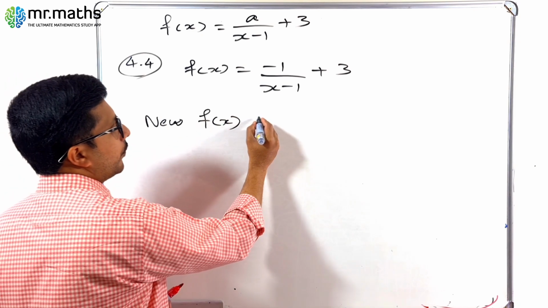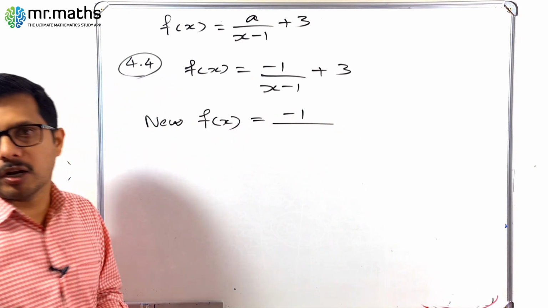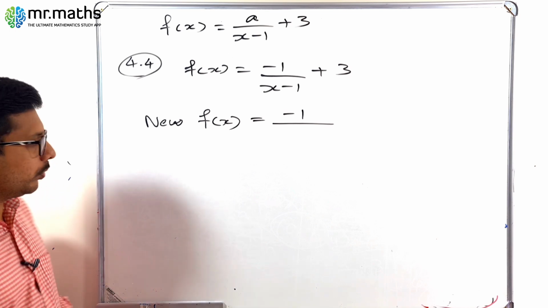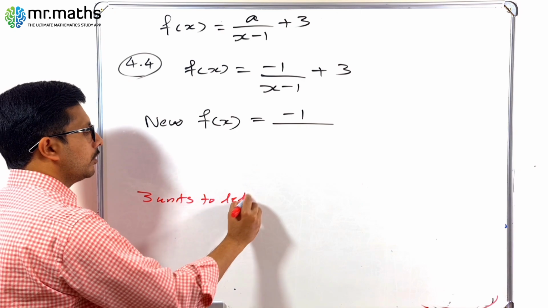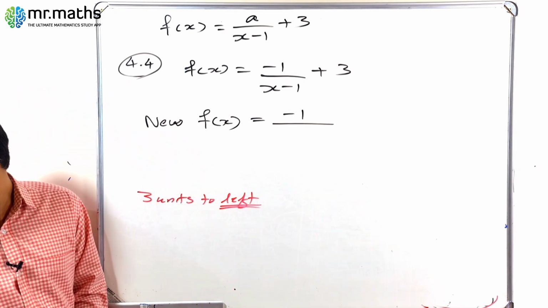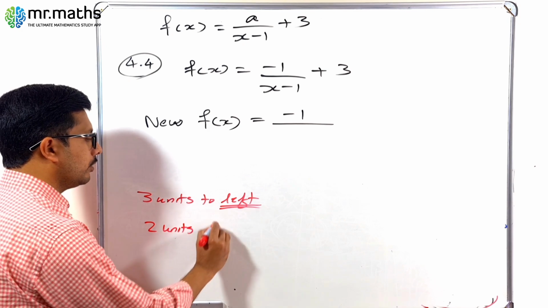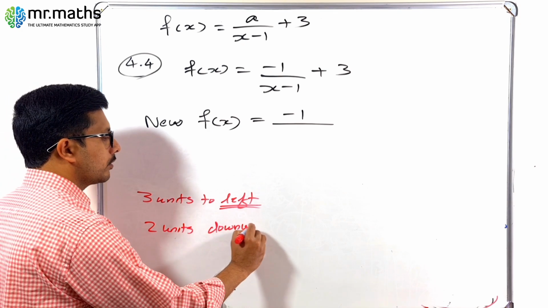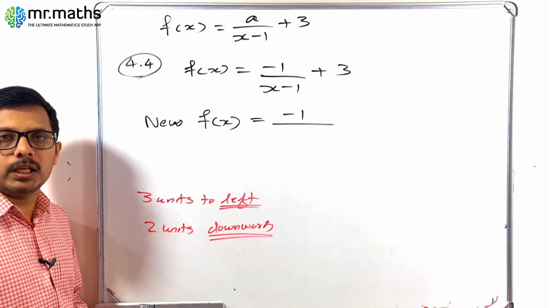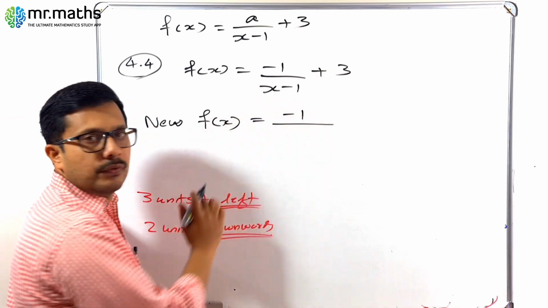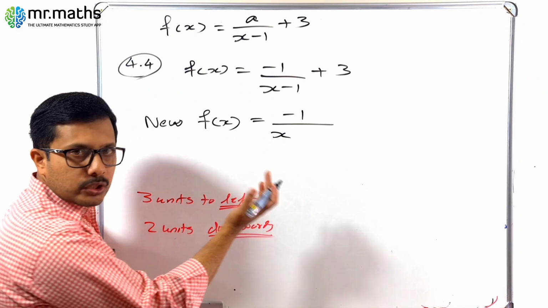So new f of x, what is that? -1 divided by, what are the conditions? How many units to the left? 3 units to the left. And 2 units downwards. 3 units to the left means this x value will change. Here it is x, so that x shifts 3 units to the left.